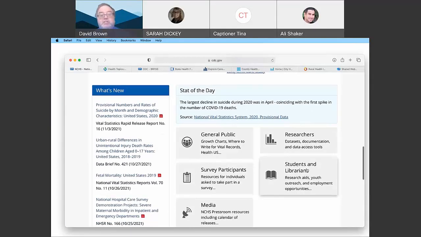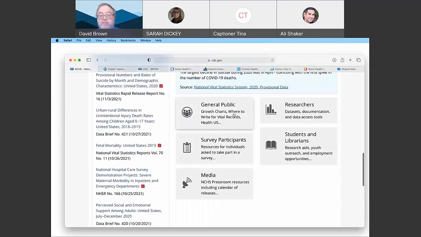And then what's nice is there's even further portals that you can go through. So if you're looking to give information to the general public, there's things there for people who are survey participants, for the media, for researchers, and our students and librarians.